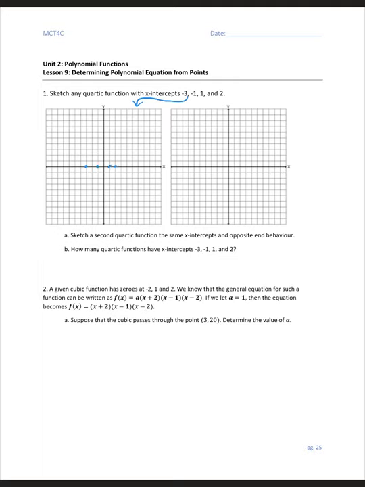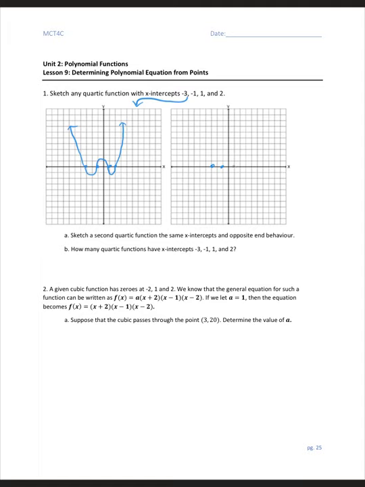I'm going to have a quartic function with end behaviors that both point up. And I'm going to have it not cross the x-axis so much, but cross a little bit. Okay, so that's one quartic function that might have those x-intercepts. But let's sketch a second quartic function with the same x-intercepts and opposite end behavior this time. So we are pointing up on the first one, so we'll create another one and point down.